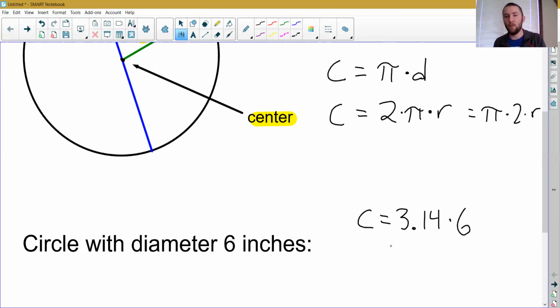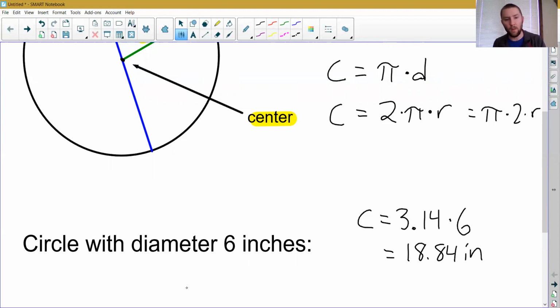So 3.14 times 6 is going to give me, what, 18.84, I believe. Okay, 18.84. Now, the circumference is like the perimeter in the fact that we use regular units. So when you're given units in a problem and then you're asked to find the circumference of a circle, the units for the diameter or the radius are the same as the units for the circumference. So this is 18.84 inches.